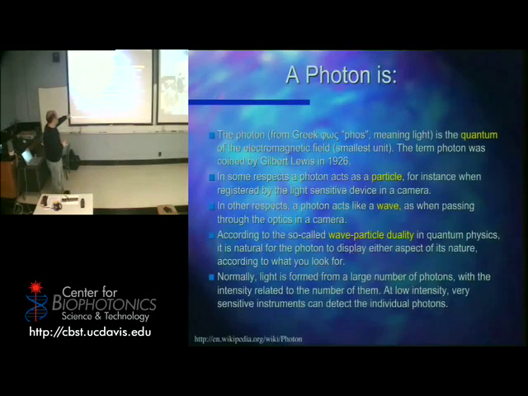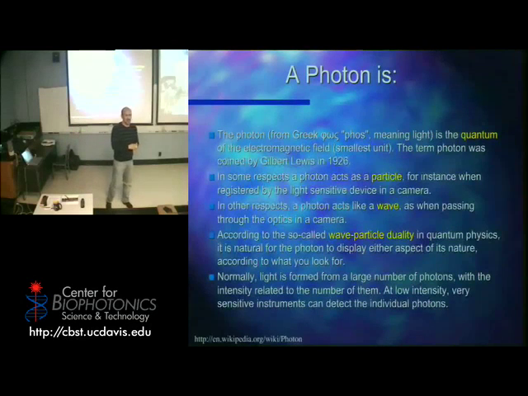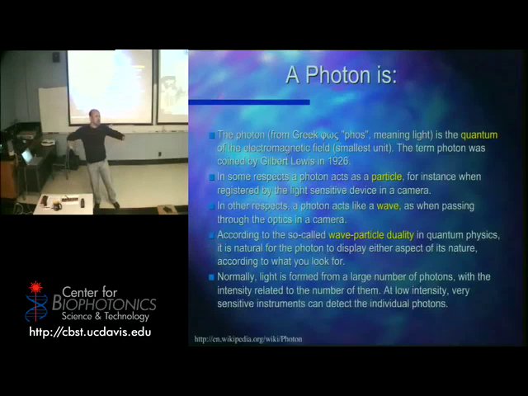Now, normally light is formed from a large number of photons, and the intensity is related to the number of them. So when we have very few photons, we think of it as being dim. When we have a lot of photons, we think of it as being bright. Okay? Our eyes need somewhere in the order of a few hundred photons to detect light. So when you guys are out on your moonless night and you're out in the wilderness, total dark, there's still starlight. But let's assume total dark, you're inside your tent, fully dark.